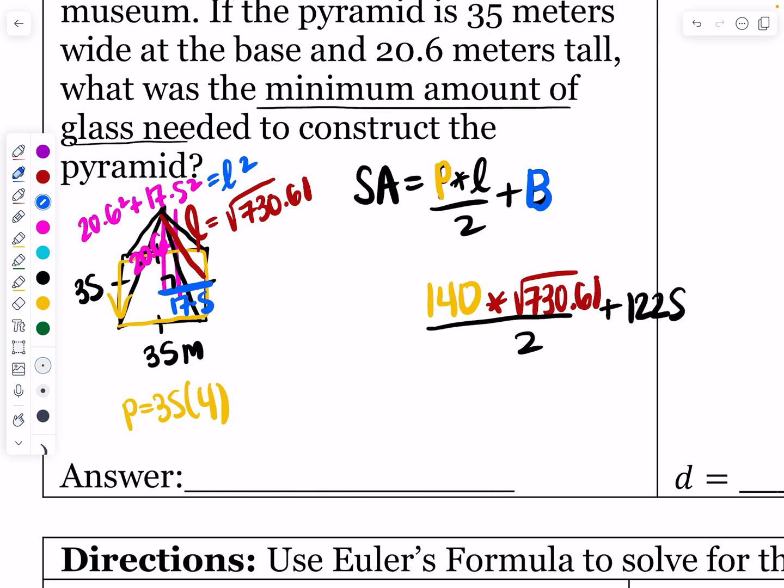Times 140 divided by 2 plus 1225. Okay, so what is my surface area? How much glass do I need at a minimum to construct this thing? That is going to give me 3,117.1 meters squared, since this is surface area of glass. And so we rounded at the very, very end. Since this is the surface area, we need 3,117.1 meters squared of glass.